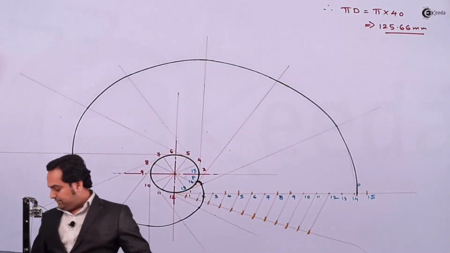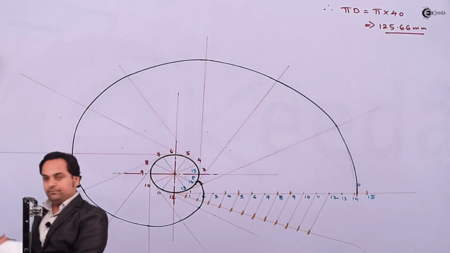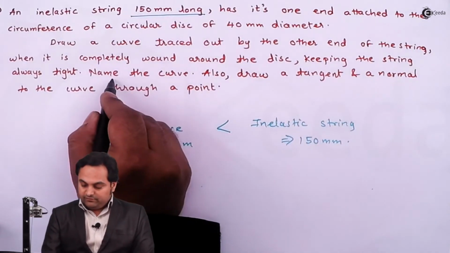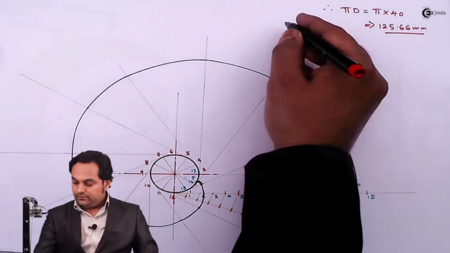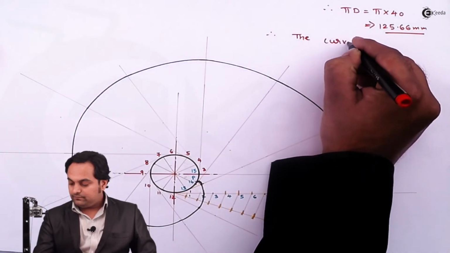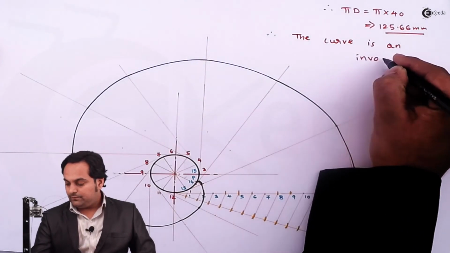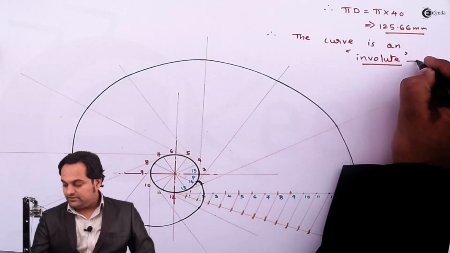Here in this question, it was given that name the curve. So here I'll say that therefore the curve is an involute. That is the answer.